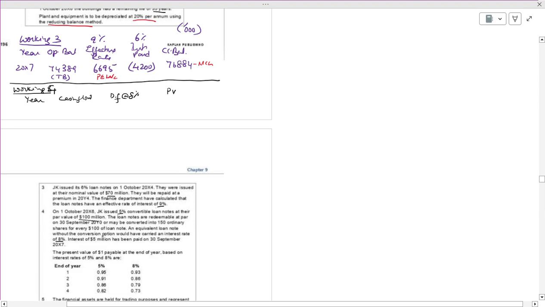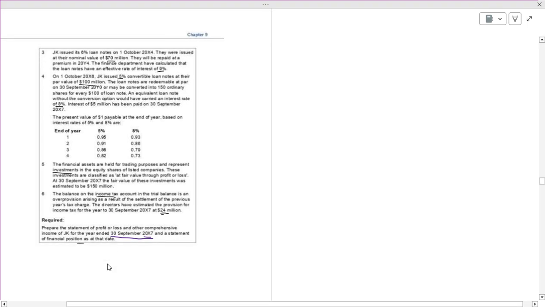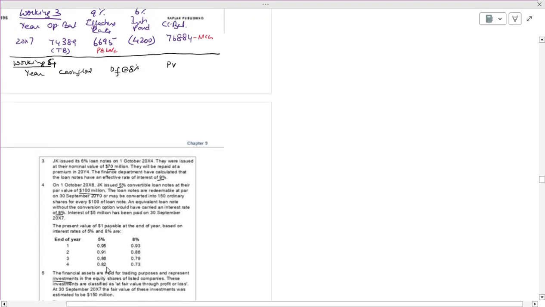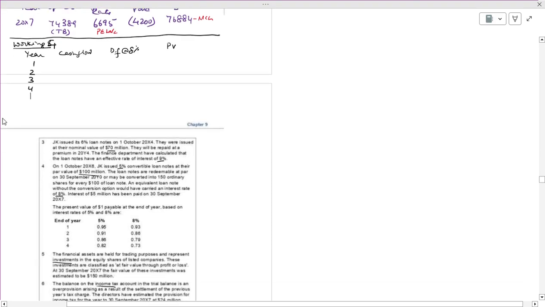How many years are there? For how many years have they issued? 4 years. End of the year: 1, 2, 3, 4. How much is the cash flow? 1 million into 5%. Good. 100 million into 5%.